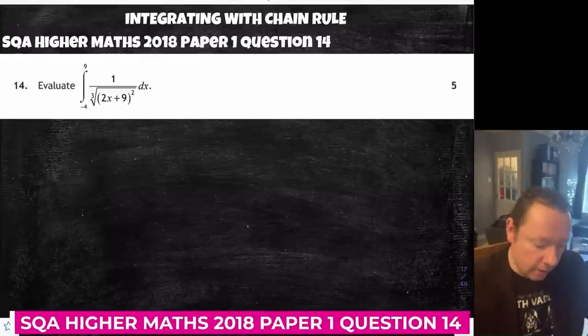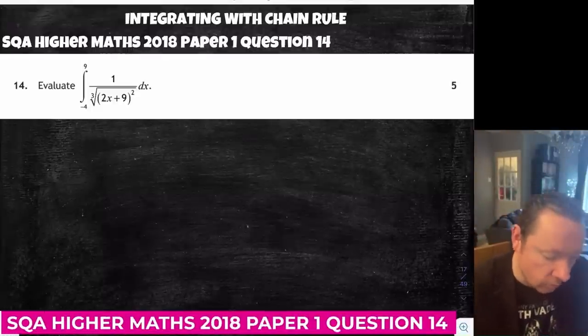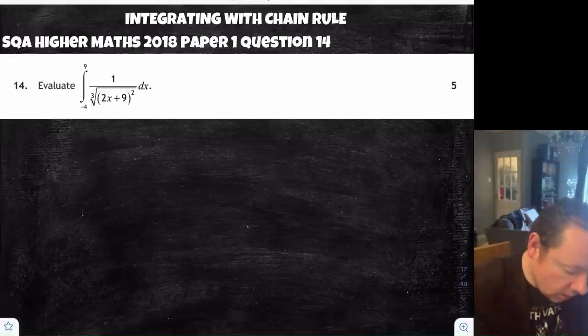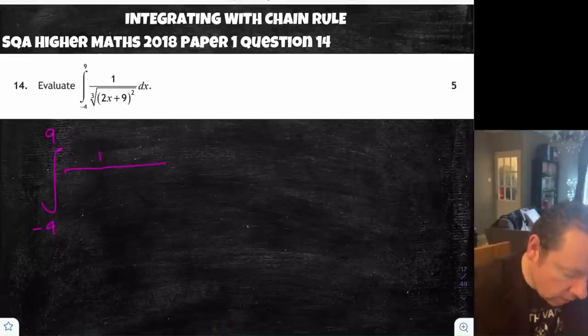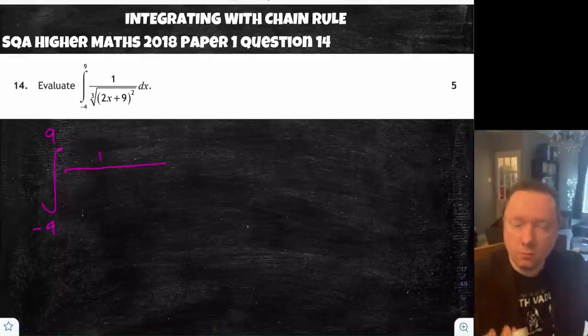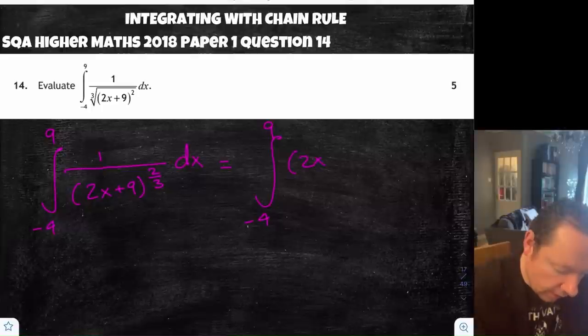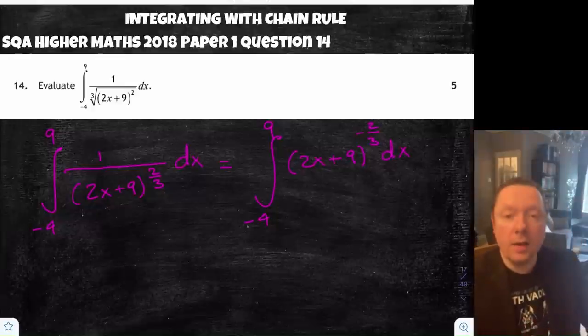Anyway, chain rule, SQA Higher Maths 2018, paper 1, question 14: find the integral between 9 and minus 4 of this function. Gonna have to get it ready to integrate first. So we've got between minus 4 and 9, 1 over the cube root, so that's to the power of a third, but it's squared, so it's to the power of 2 thirds. So it's 2x plus 9 to the power of 2 thirds dx, which equals the integral between minus 4 and 9, taking it up to the top, 2x plus 9 to the minus 2 thirds dx. And now we can integrate it.